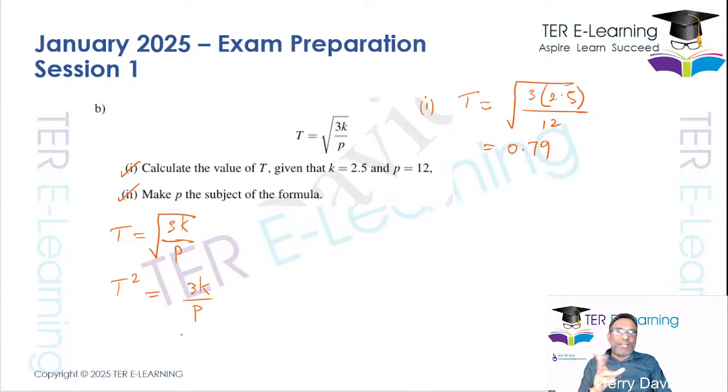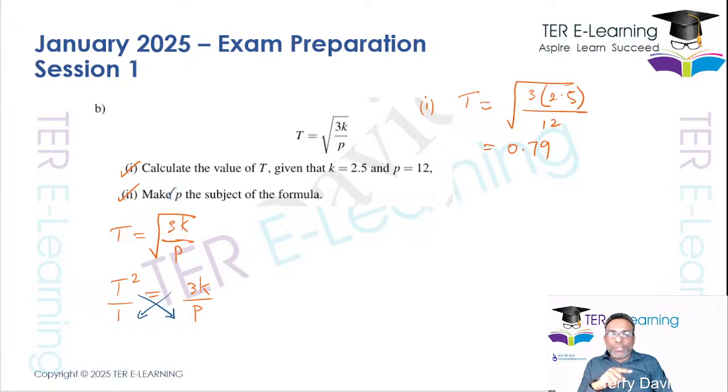At this stage, some students get a bit confused and are not sure what to do. My suggestion is to do this. On the left hand side, you have t squared. On the right hand side, you have 3k over p. What you can do is write the left-hand side as t squared over 1. Some students might ask, why am I doing that? I'm doing this so that I can see that I can cross multiply. So we say t squared multiplied by p is going to be equal to 3k multiplied by 1.